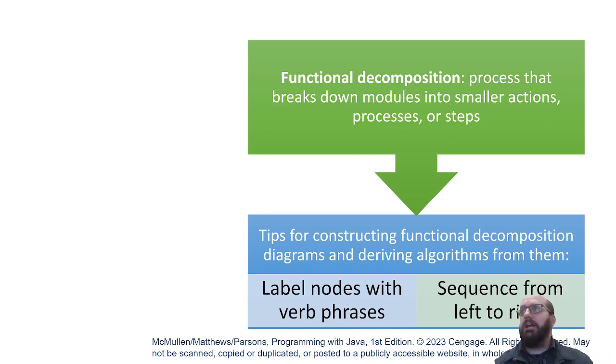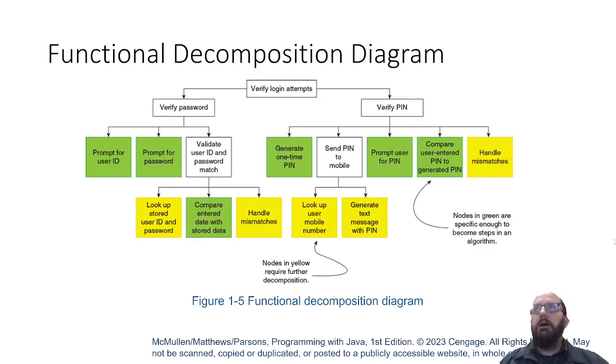But either way, functional decomposition breaks out the bigger functions into smaller functions. If you're diagramming with functional decomposition, you're going to label nodes with verb phrases, and you're going to sequence them left to right. This is that functional decomposition diagram. I'm not going to walk through all of this. If you want to pause the video and look at it, you can.